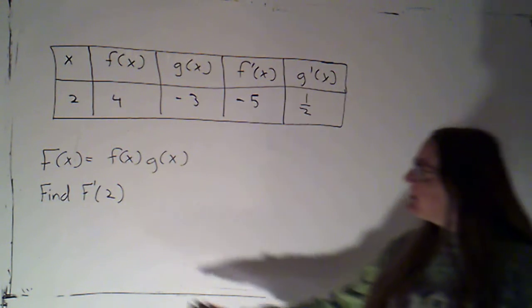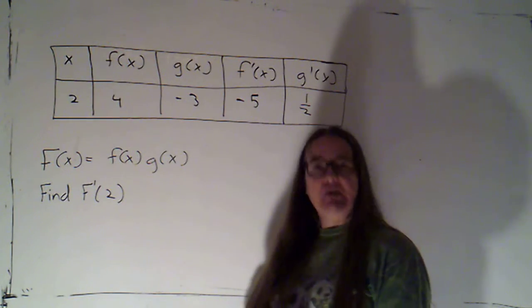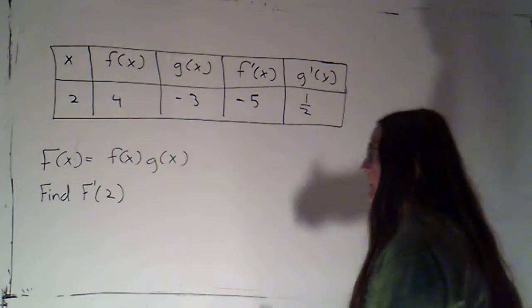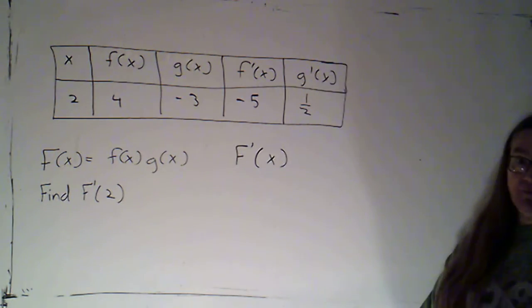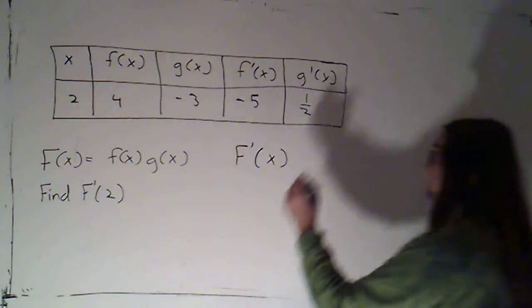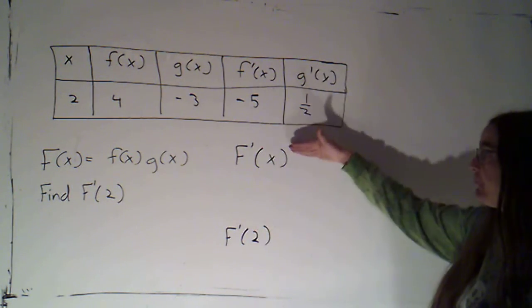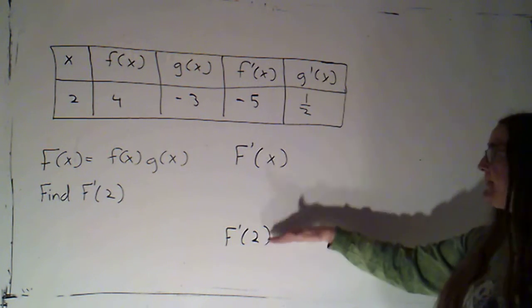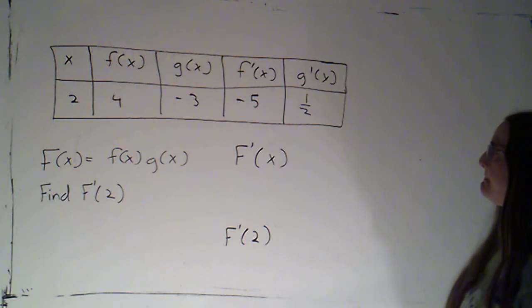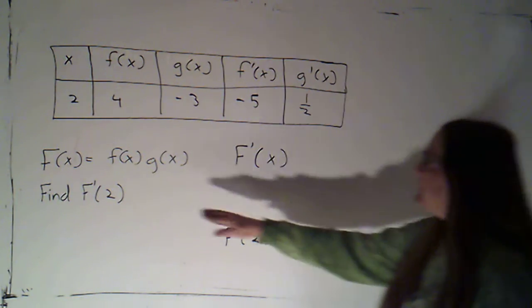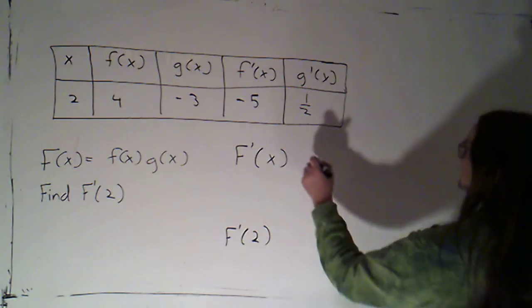Anytime I'm finding a derivative at a point, I'm going to do that as a two-step process. I'm first of all going to find F prime of x, a formula for the derivative, and then I'll evaluate that at 2. So I get a formula for the derivative function, and then I plug in the x value of the point of tangency.